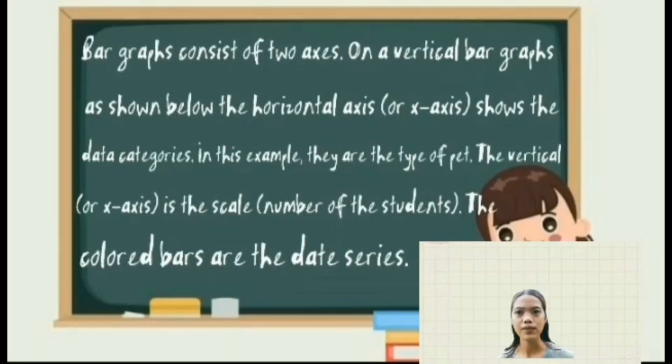A bar graph consists of 2 axes. On a vertical bar graph, as shown below, the horizontal axis or x-axis shows the data categories. In the example, they are the types of pet. The vertical or y-axis is the scale number of the students. The colored bars are the data values.